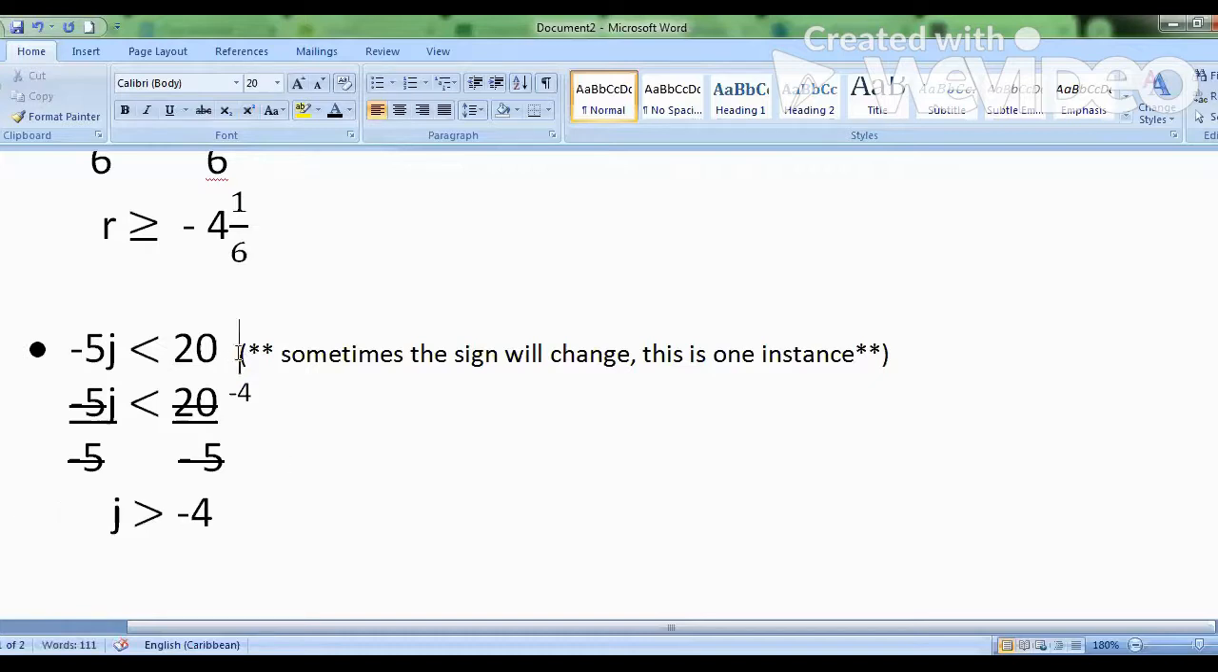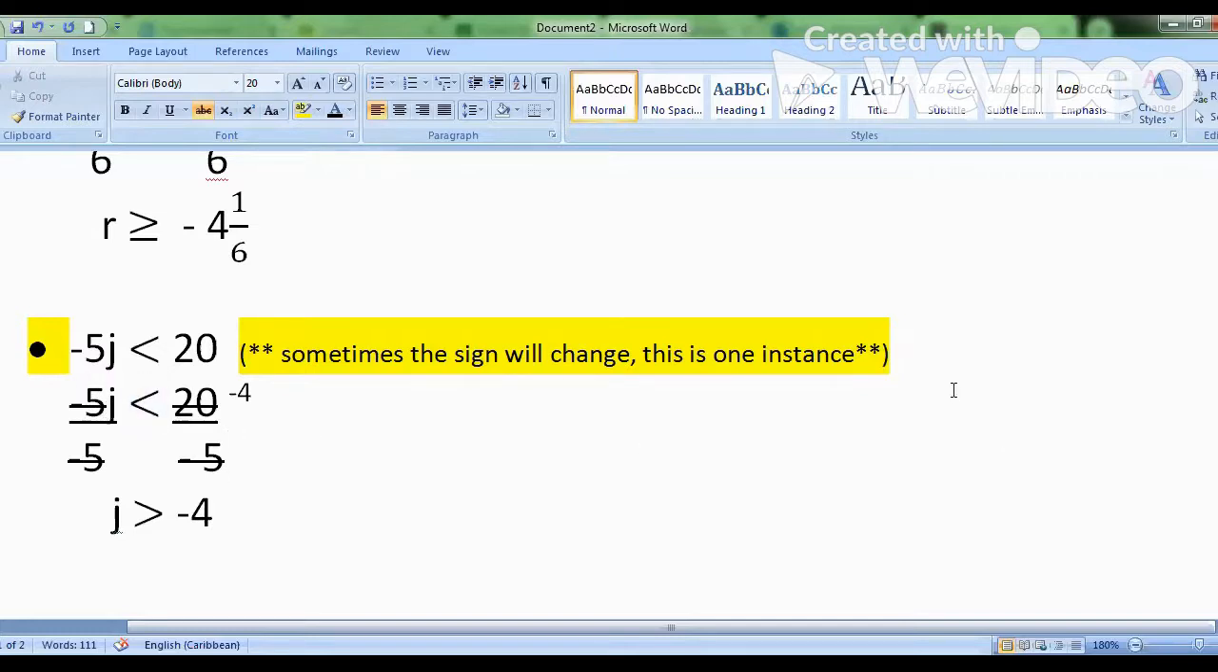So this is very important, all right? Sometimes the sign will change. This is one instance. What is that instance? When we're dividing both sides by a negative. And when I'm talking about dividing both sides by a negative, I'm talking about the number that's beside the variable.